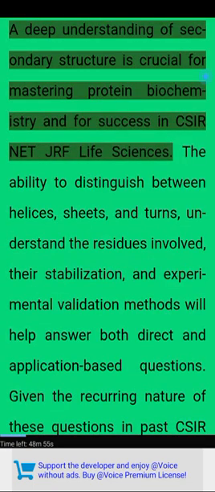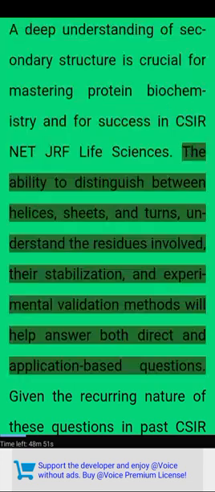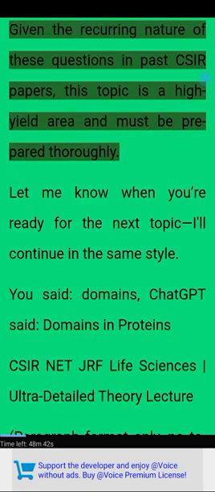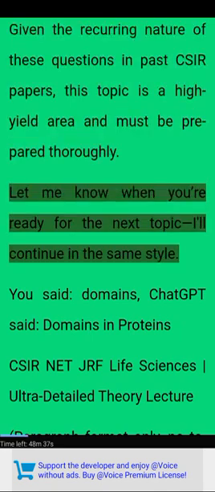7. Conclusion. A deep understanding of secondary structure is crucial for mastering protein biochemistry and for success in CSIR NET JRF Life Sciences. The ability to distinguish between helices, sheets, and turns, understand the residues involved, their stabilization, and experimental validation methods will help answer both direct and application-based questions. Given the recurrent nature of these questions in past CSIR papers, this topic is a high-yield area and must be prepared thoroughly.